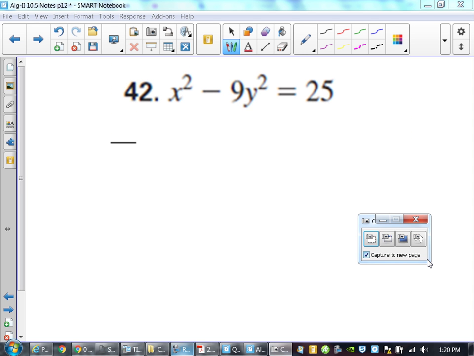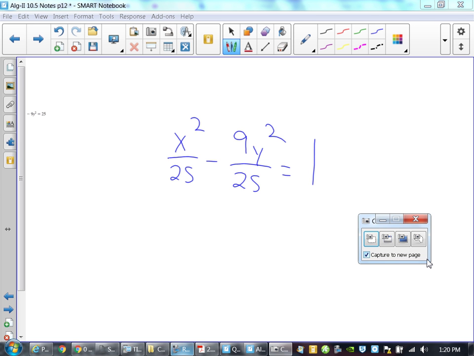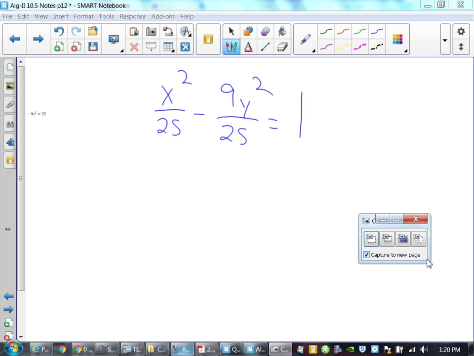Think of the same thing. What do we have to multiply both sides by to get rid of the 25? 1/25. So if I multiply both sides by 1/25, I'm going to get x squared over 25 minus 9y squared over 25 equals 1. Well, that's great. But I can't do anything because of the 9 in the numerator. So I have to figure out some way to get rid of that 9 in the numerator, whereas I'm still not going to change the problem.